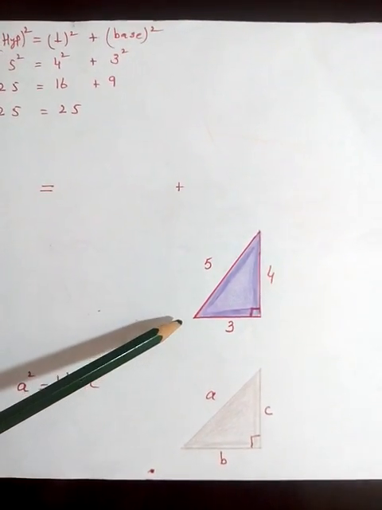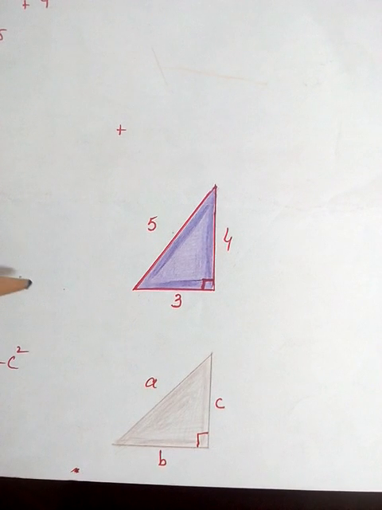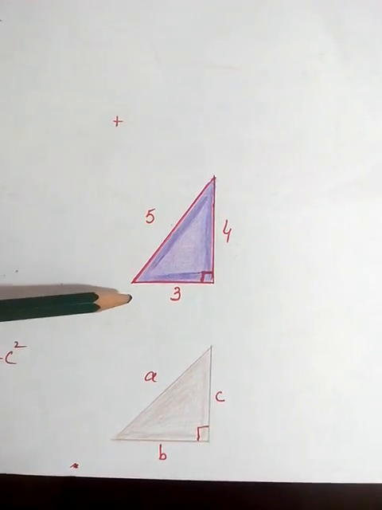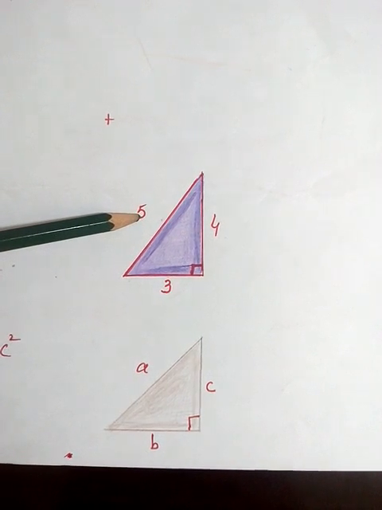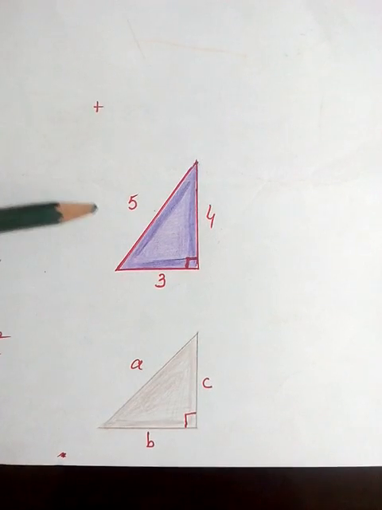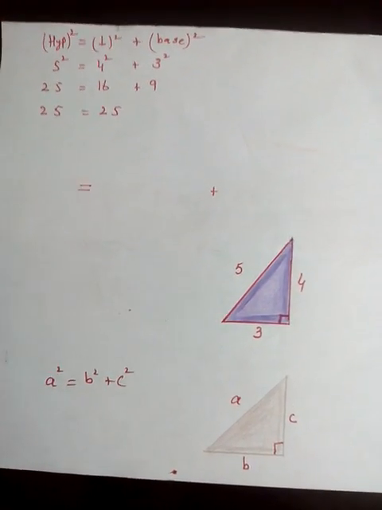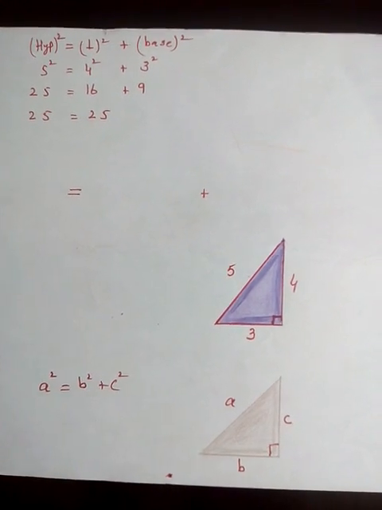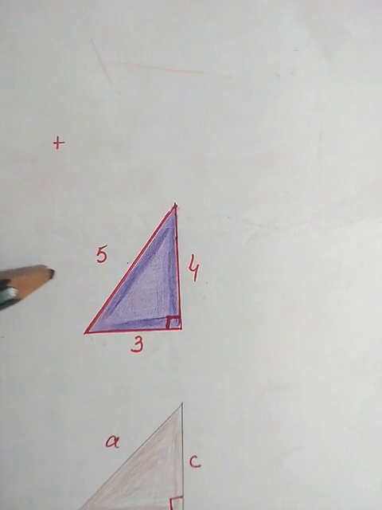See, this is a right angle triangle, and the simple ratio between the sides of the triangle is 3, 4 and 5. So we can apply the Pythagoras theorem on this triangle, because that is the relation between the sides of the triangle.